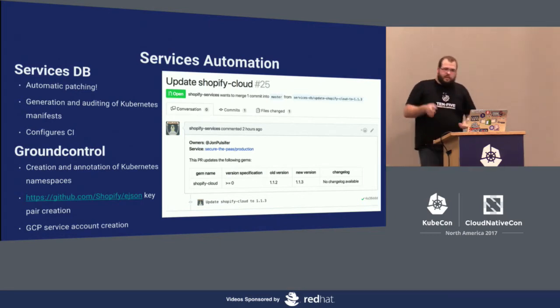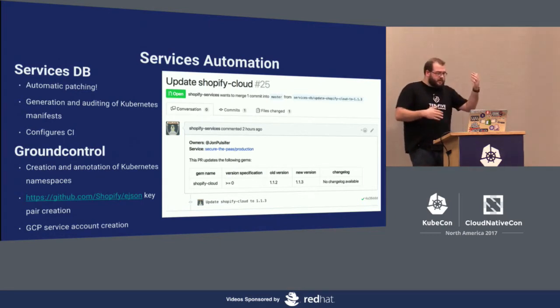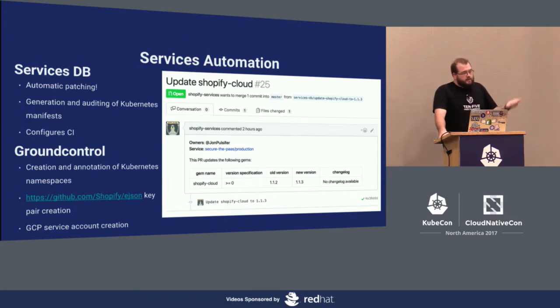You have a repo and you sign up for ServicesDB, and then we can do some things like automatic patching. On the right-hand side here, you see we have this robot who's creating a pull request on my repository that says, hey John, your Shopify Cloud Gem is out of date, so you should probably get that patched. We're a big Ruby shop, Shopify, so most of the automation we have built in for our dependencies revolve around Ruby.